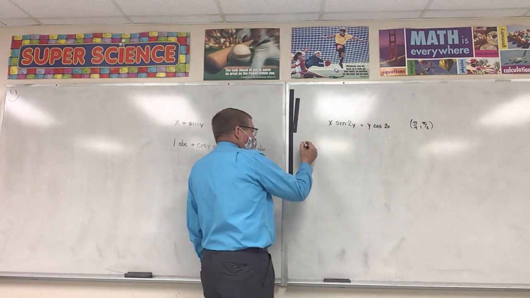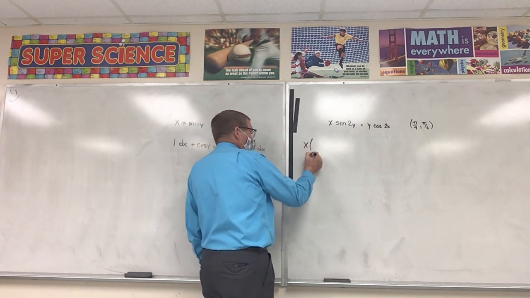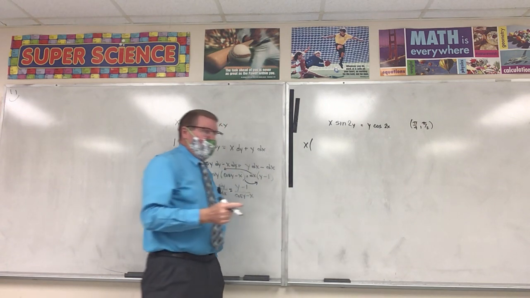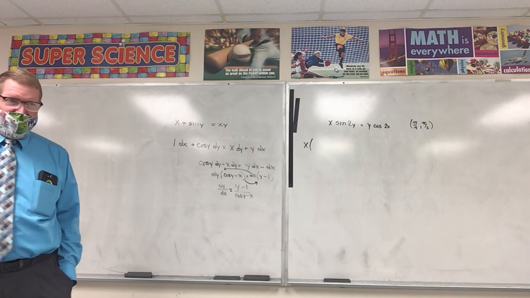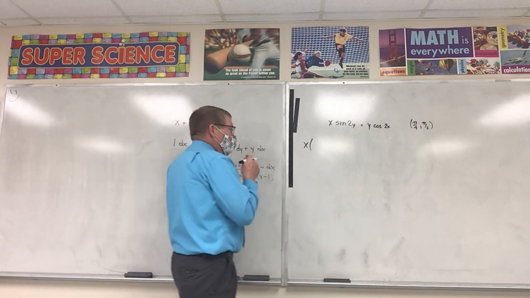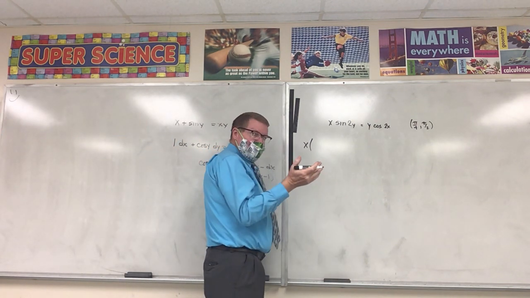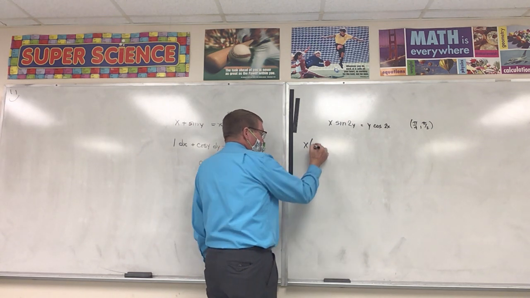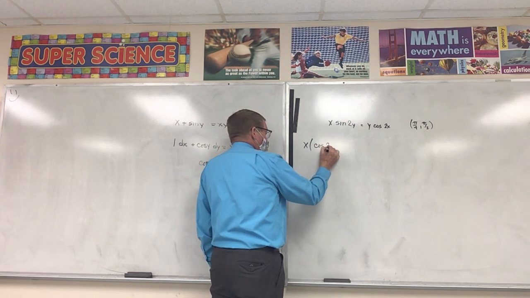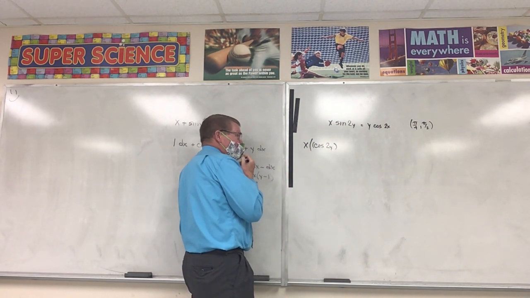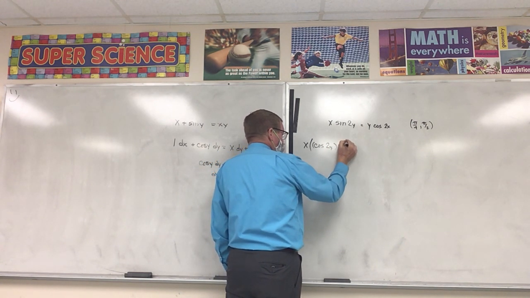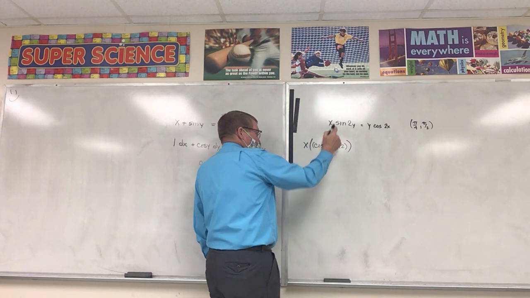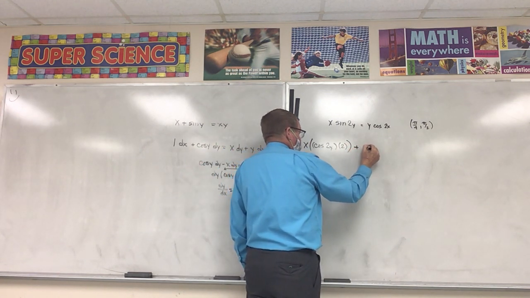So again, here, it's going to be the first times the derivative of the second. Derivative of my composition is the derivative of the function times the derivative of the composite. What's my function? Sine. Okay, what's the derivative of sine? Cosine 2y times the derivative of my composite. What's my composite? 2y, what's the derivative of that? 2. So there's the first times the derivative of the second, plus the second.